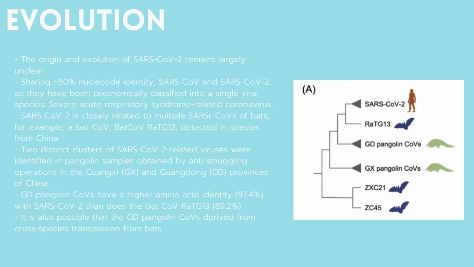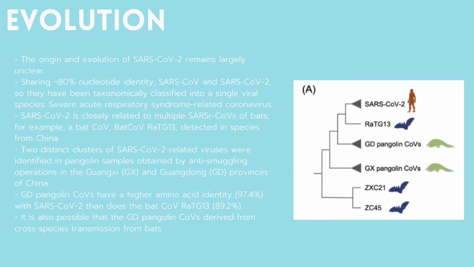The origin and evolution of SARS-CoV-2 remains largely unclear. However, some studies have found that there is a sharing of 88% nucleotide identity between the SARS-CoV and the SARS-CoV-2, so they have been taxonomically classified into a single viral species, which is the severe acute respiratory syndrome-related coronavirus.